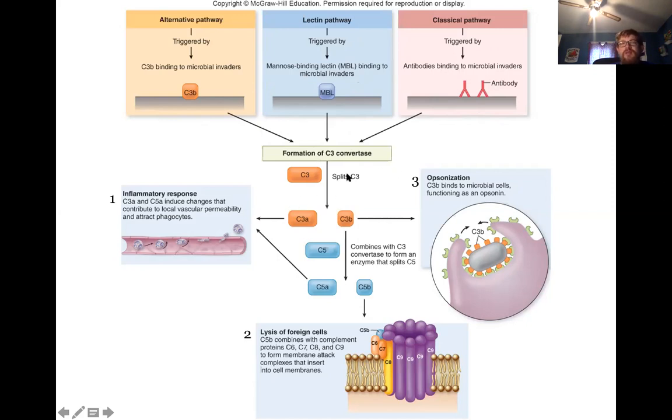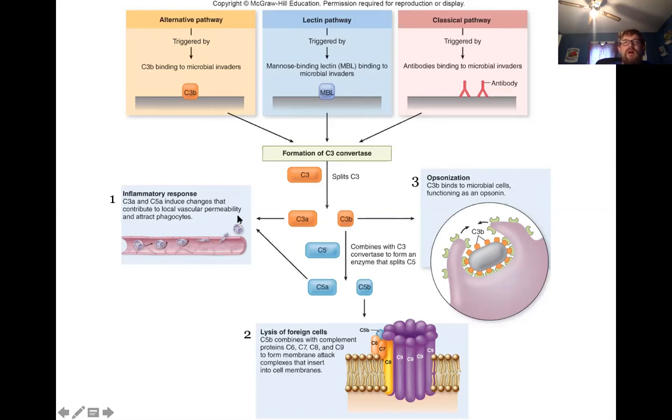C3 convertase then splits complement protein 3. Complement protein 3 becomes C3a and C3b after the split. You see here C3b is important for coating pathogens. So C3b, you can see it all the way up here for the alternative pathway, coats pathogens. Your phagocytes, macrophages, and dendritic cells have receptors for C3b. So if they see C3b, they know that it's coating a pathogen. They can engulf it.